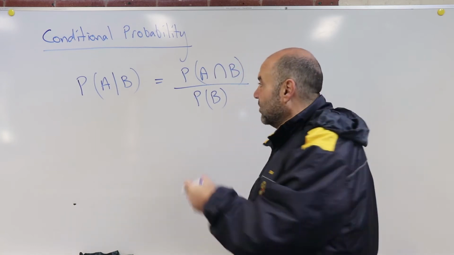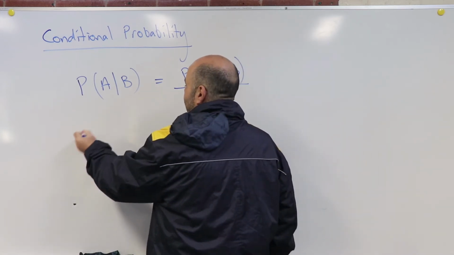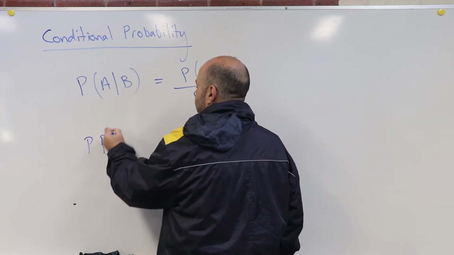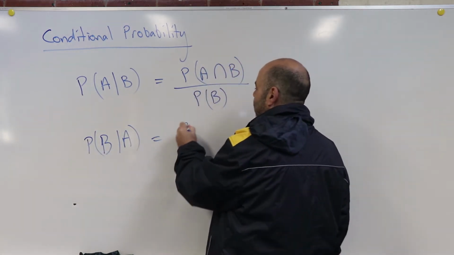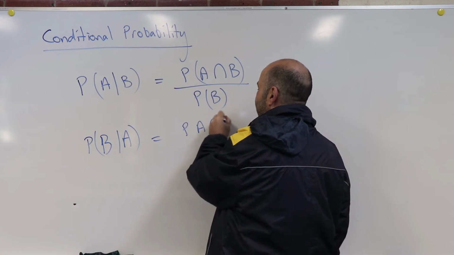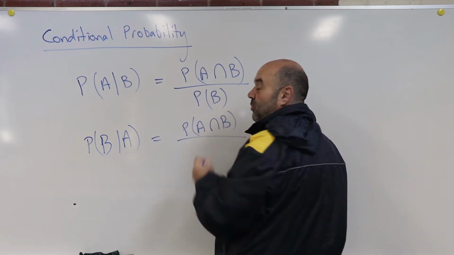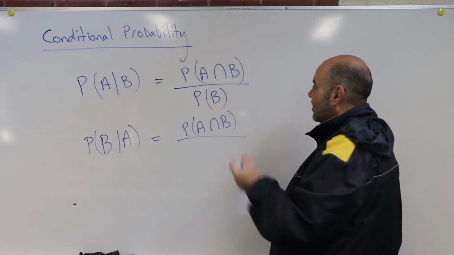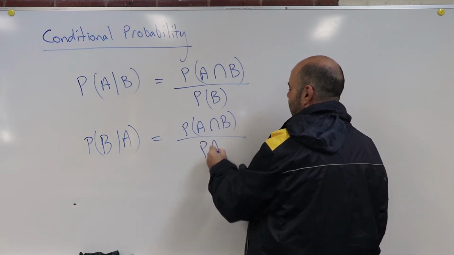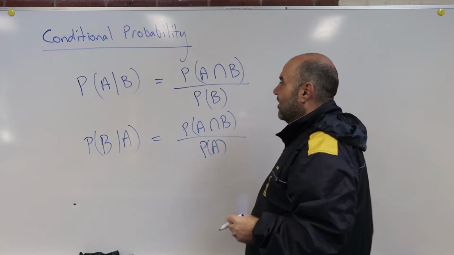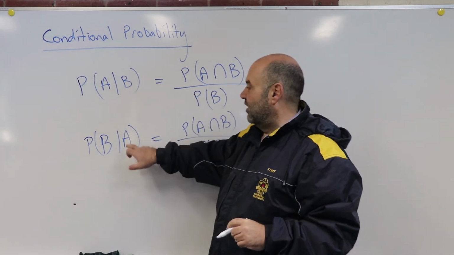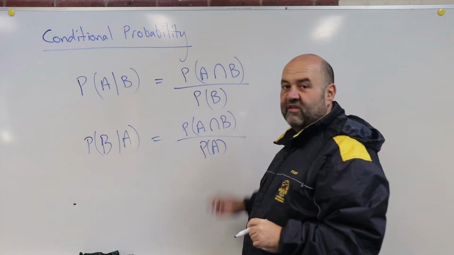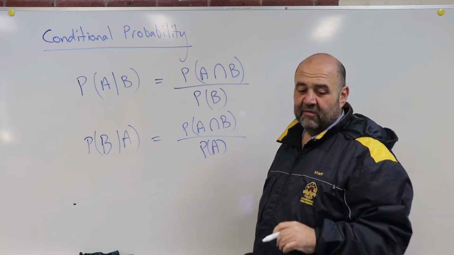Right? So if I was to reverse this, the only thing that would change for the probability of B given A is the probability of A intersection B. So the top of my fraction doesn't change, but of course on the bottom, now I've got the probability of A there. So my given condition, its probability is in the denominator. My given condition, its probability is in the denominator. That's a good way to remember it. Okay.